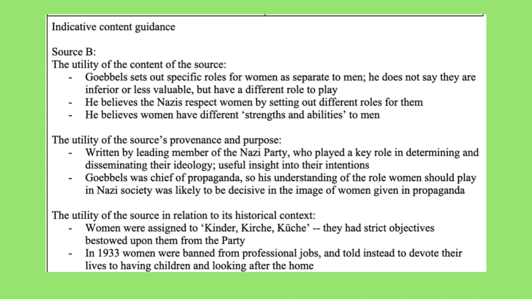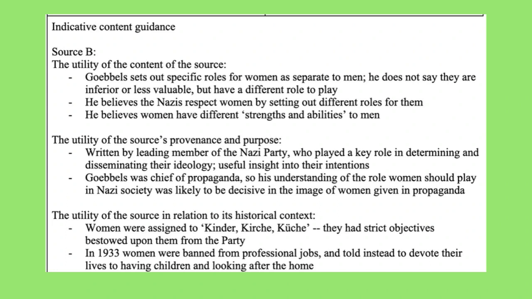Firstly, for source B. Now you can see that it's divided into utility of the content of the source, utility of its provenance and purpose, and utility of the source in relation to its historical context. Firstly, content, so what it actually says. One point might be that Goebbels set out specific rules for women being separate to men. He does not say that they are inferior or less valuable, but they have a different role to play.